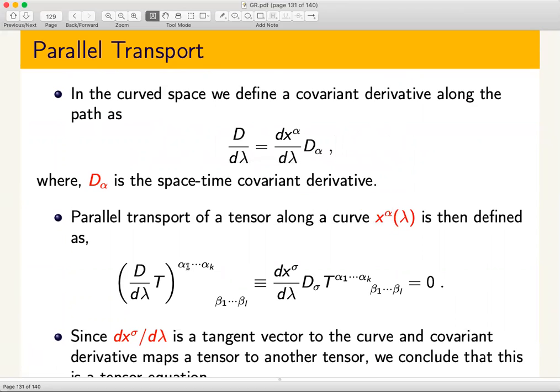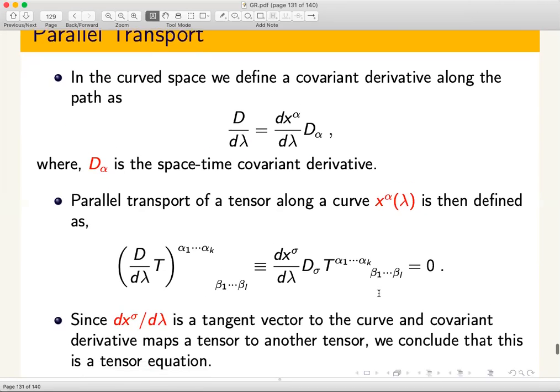In this particular case, I have explicitly written down the indices. It could have k contravariant indices and L covariant indices. Then this equation corresponds to a tensor with k contravariant and L plus 1 covariant indices, one of them coming from this covariant derivative. And we claim that this quantity is equal to 0.